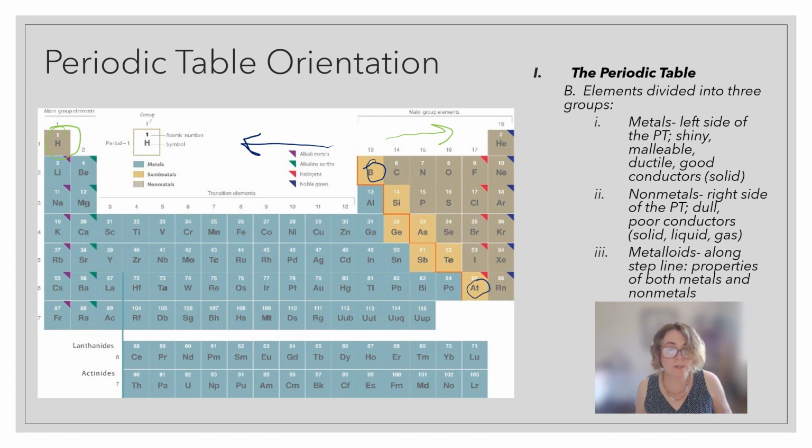And then your metalloids on this slide are highlighted in yellow, and they're going to have properties of both metals and nonmetals. It is very, very important that you are able to identify an element as a metal or nonmetal or metalloid, because it will have a huge impact on its behavior, and it will have a huge impact on how and what it bonds to.